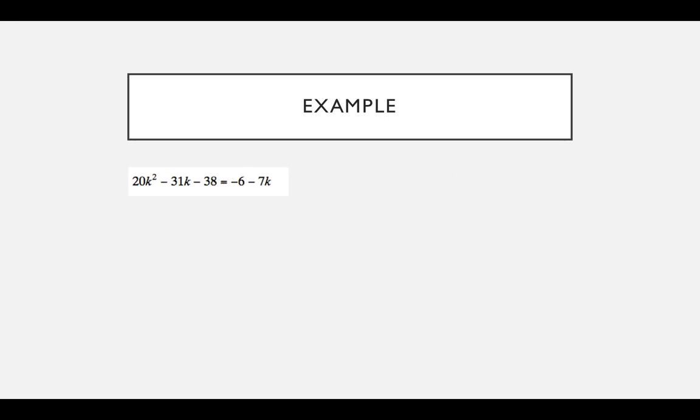Again, standard form first. Even if you just have something where the variables are out of order, you want to make sure that you do that first so that you're correctly lining everything up for your factors. Don't try and get lazy about it and skip that initial step. So 20k squared, and then combining here, we have negative 31k plus 7k, so that's going to be a negative 24k. And then negative 38 plus 6, so minus 32.